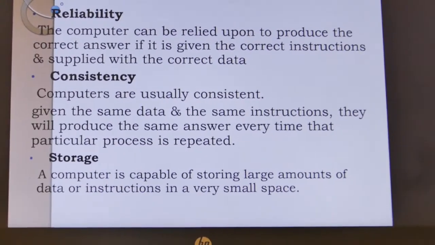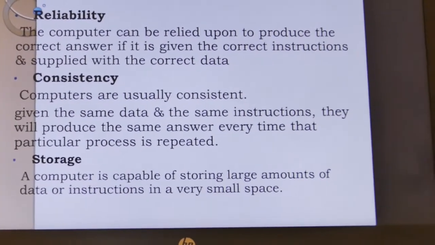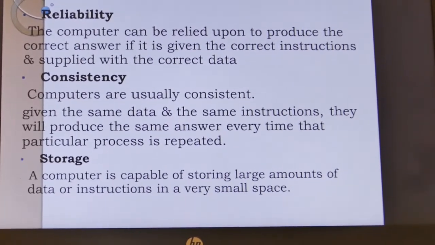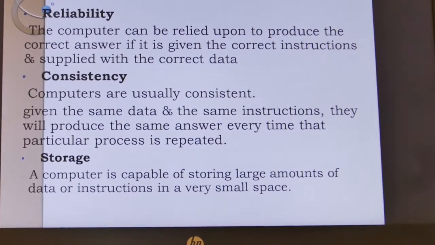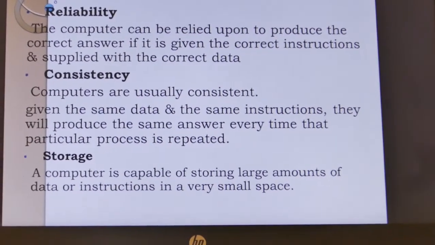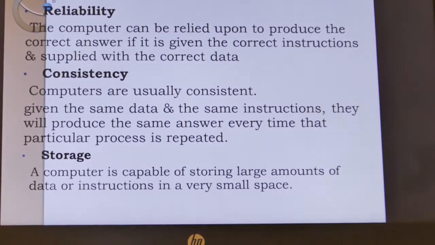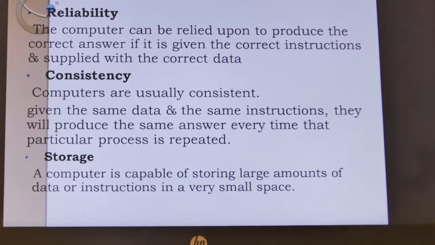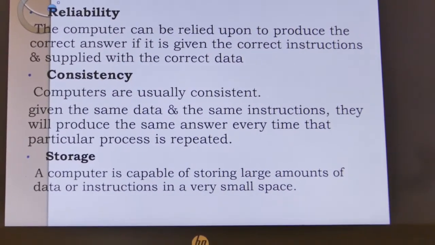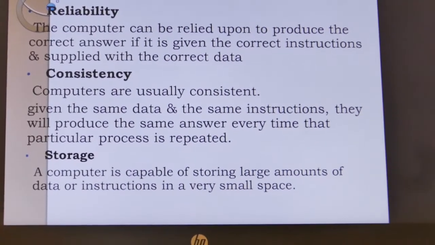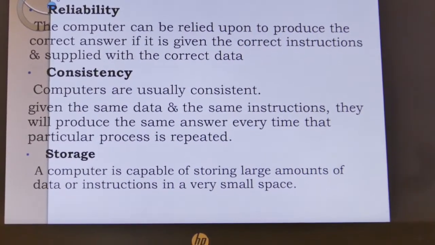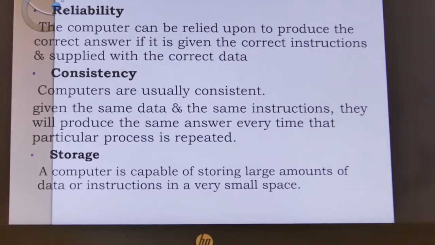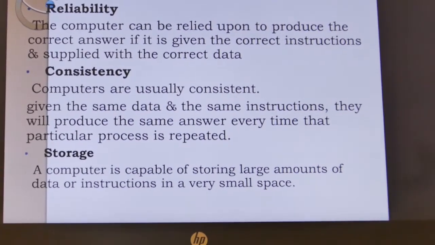Reliability. You find that computers are very much reliable. You can rely on them to produce the correct answer if it's given the correct instructions or fed with correct data. Then we have consistency. In this, we find that when computers are given the same data and supplied with the same instructions, they will produce the same answer or the same results every time that process is repeated.